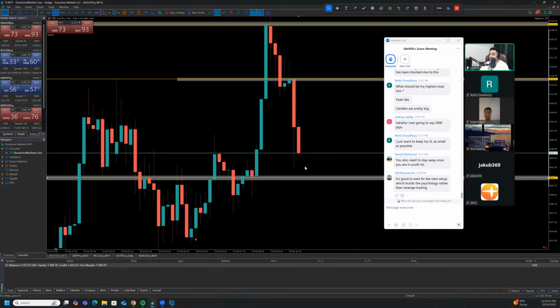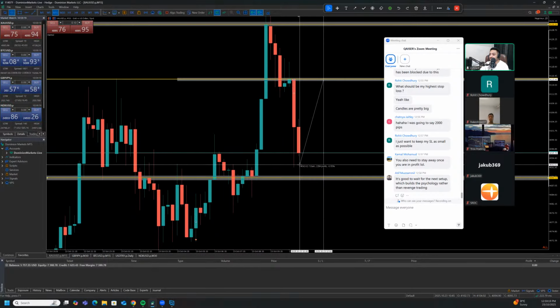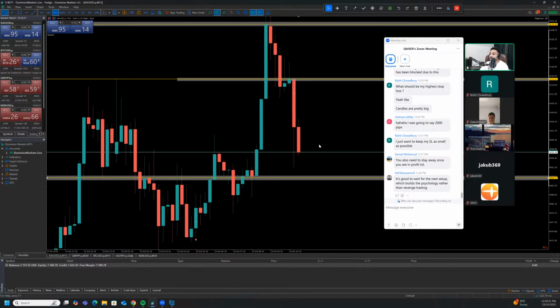But these days a single 15-minute candle is printing more than 230 pips. Even a 5-minute candle is printing like 100 pips. So you cannot do anything, you just need to adapt to the market.